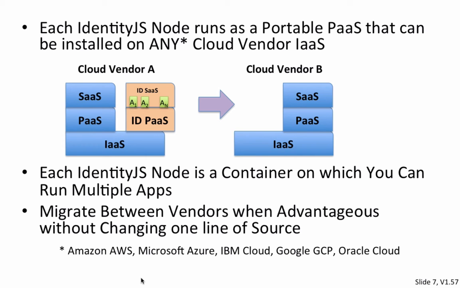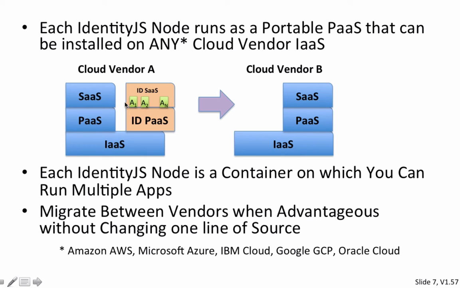What's unique here is it's portable and it can be moved from one to the other. And as I said, each node is a container on which you can run multiple applications. So as you see in the picture here, we have the identity platform as a service in which we're running multiple applications in the application layer.